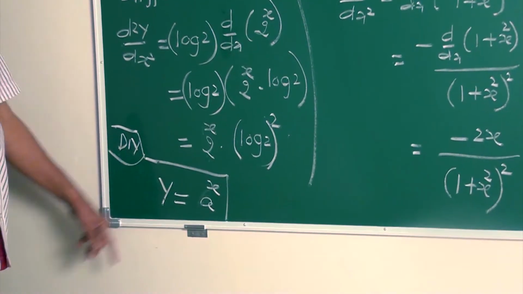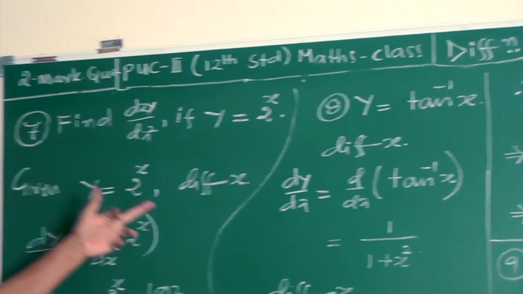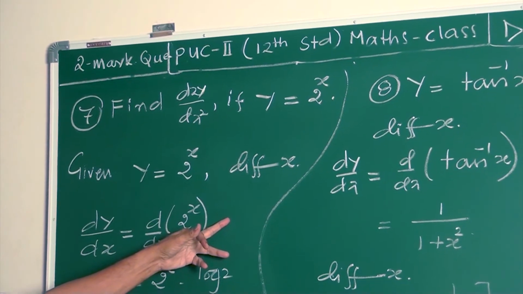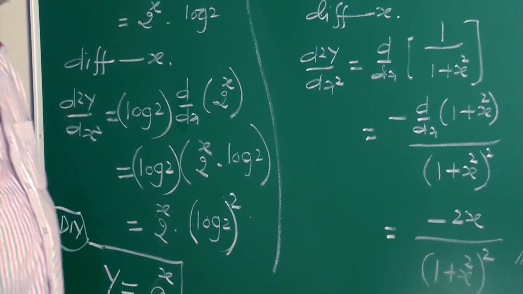This is a to the power x. Even they may give minus here. If it is minus, into minus 1 comes here. Minus 1 comes repeated means it comes plus itself.